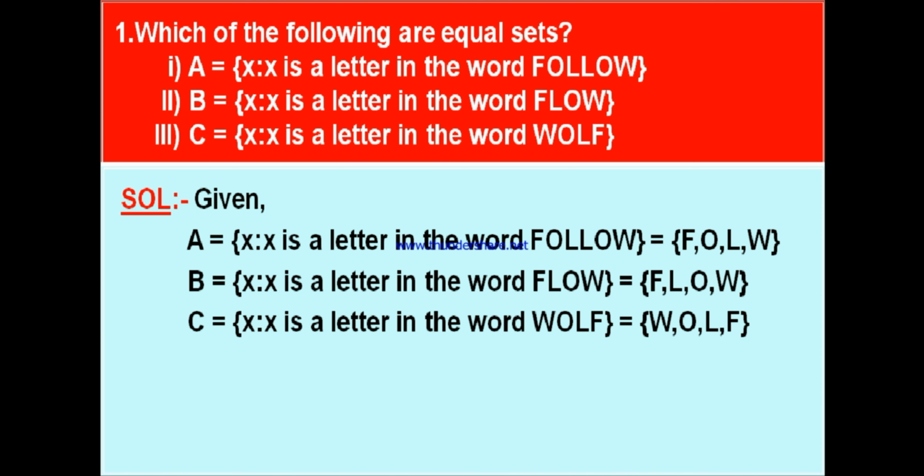Now if you observe all these three sets, the first set A contains the elements F, O, L, W. The second set B contains the elements F, L, O, W. And the third set C contains the elements W, O, L, F. Please keep in mind that in any set, the elements should not be repeated. That is the first point. And the second point is the order of the elements is not necessary.